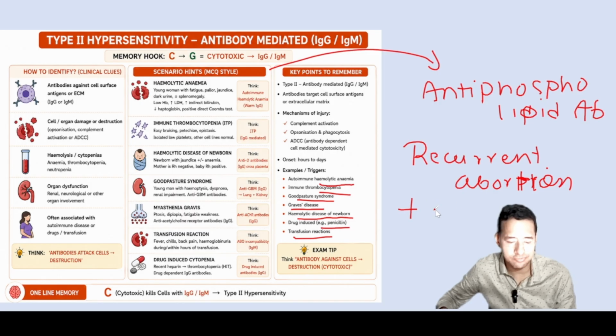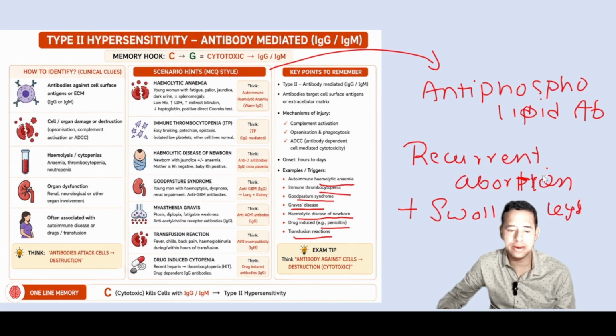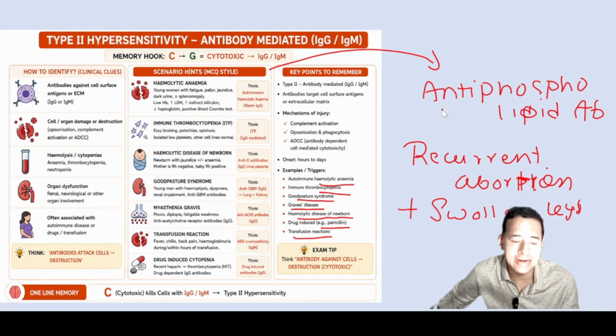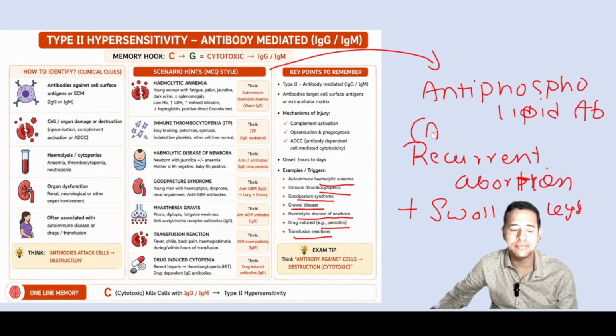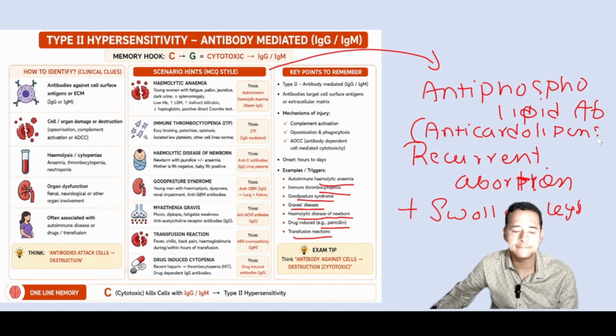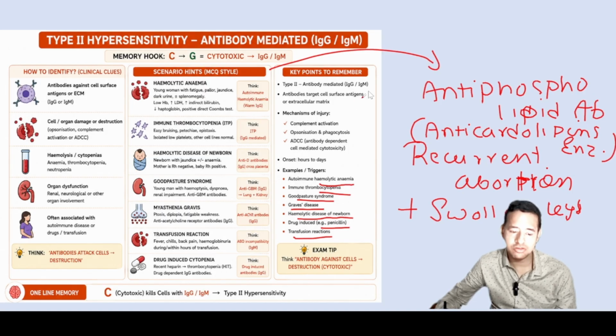associated with swelling of legs, swollen legs. This they may ask you, and sometimes for antiphospholipid they may give you another name, anticardiolipin enzyme. This they may give you to confuse, so you have to know. This is most frequently tested in MRCS.